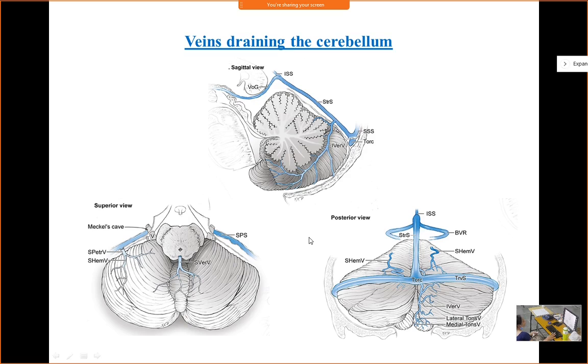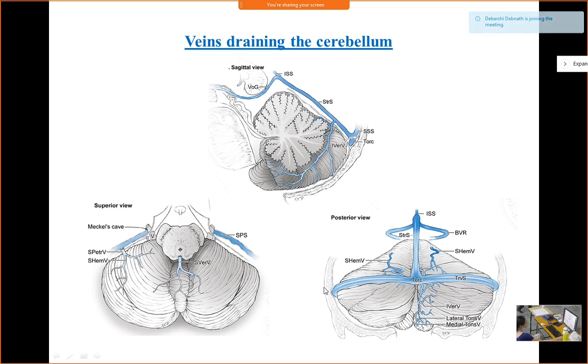What about the cerebellum? The cerebellum has two surfaces. One is the superior surface, another is the inferior surface. Here you can see the superior surface. Okay, and here they have shown both the superior surface and the inferior surface.